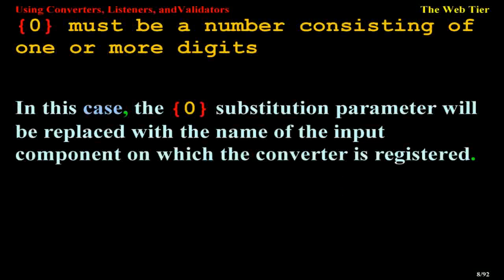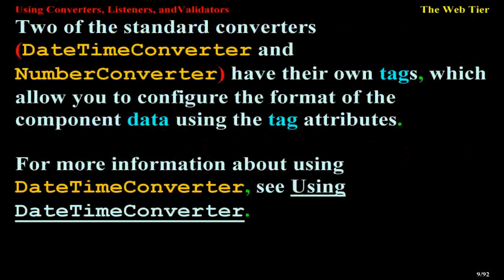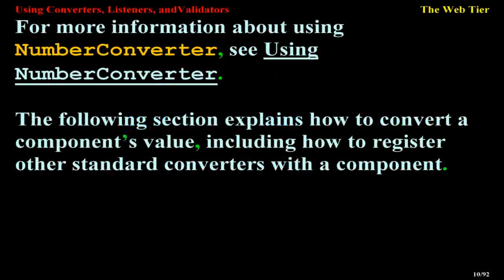converter is registered. Two of the standard converters, DateTimeConverter and NumberConverter, have their own tags, which allow you to configure the format of the component data using the tag attributes. For more information about using DateTimeConverter, see Using DateTimeConverter. For more information about using NumberConverter, see Using NumberConverter. The following section explains how to convert a component's value, including how to register other standard converters with the component.